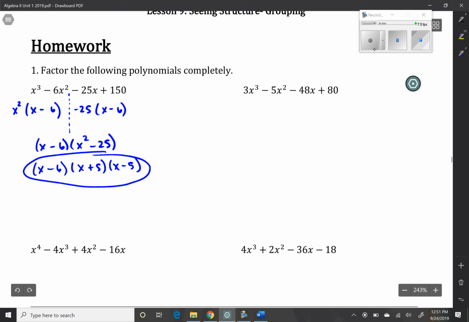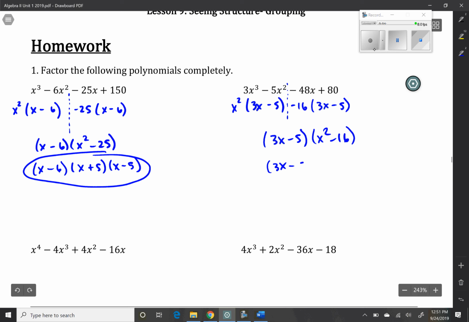So if we break this up, x squared, leaving us with 3x minus 5. Here we're going to wind up having negative 16, which also leaves us with 3x minus 5. So that's going to give us 3x minus 5, that's the GCF, and an x squared minus 16. Still factorable, difference of 2 squares again.